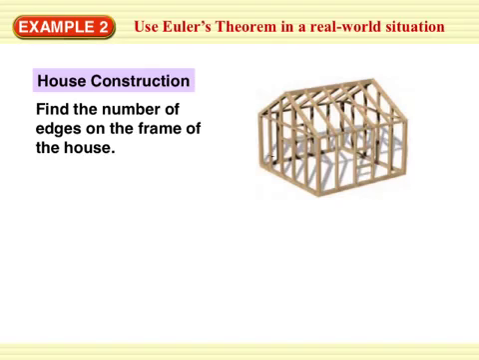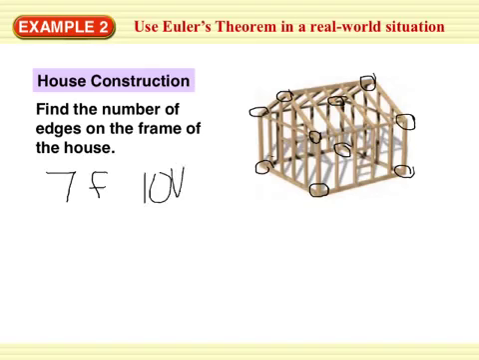I think there's 7 faces. Vertices: 1, 2, 3, 4, 5, 6, 7, 8, 9, 10. I don't think I forgot any. We have 10 edges. I just call those edges, they're vertices.